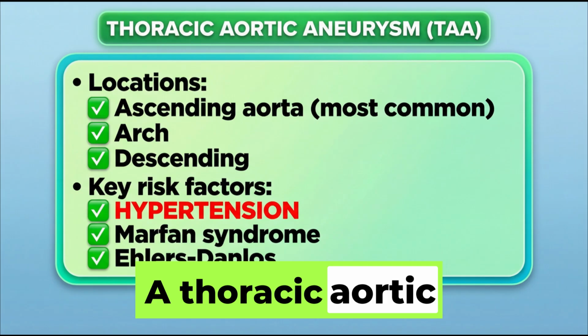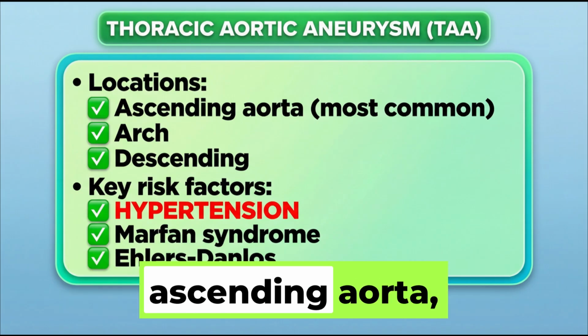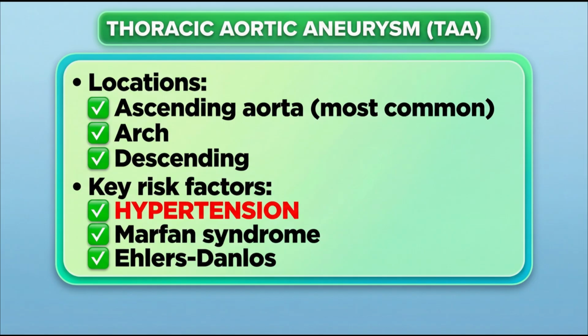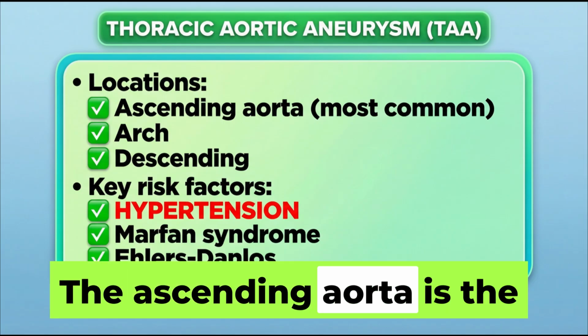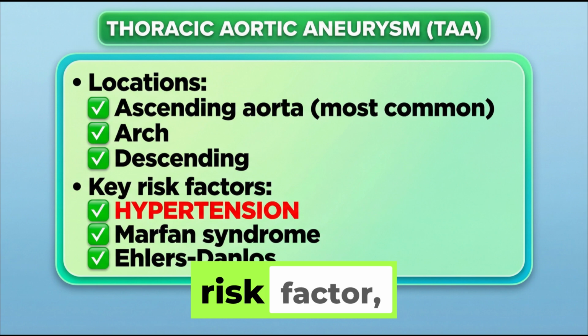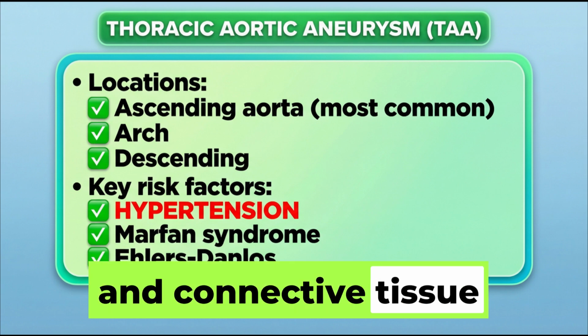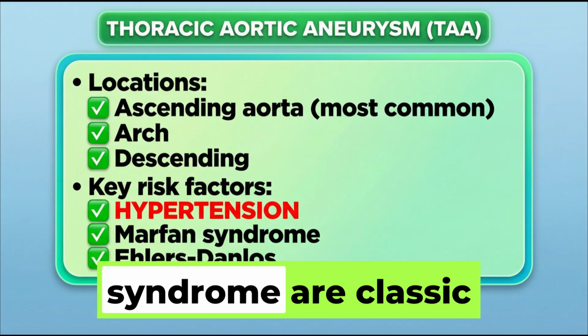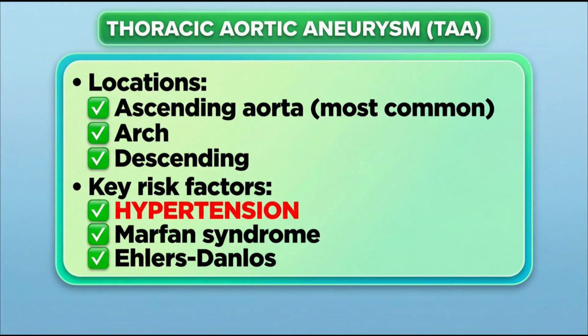A thoracic aortic aneurysm can affect the ascending aorta, the arch, or the descending thoracic aorta. The ascending aorta is the most frequent site. Hypertension is the key risk factor, and connective tissue disorders such as Marfan syndrome and Ehlers-Danlos syndrome are classic associations.